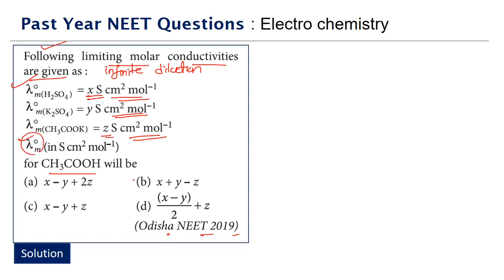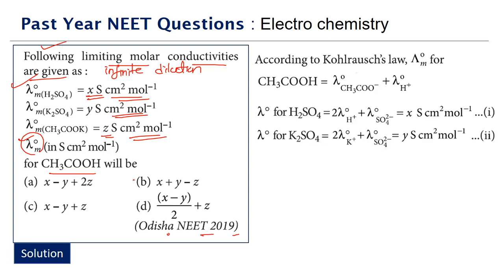We need to understand the basic outline of the Kohlrausch law. If we have any electrolyte at infinite dilution, it will undergo complete dissociation. In the case of acetic acid, 1 mole of acetic acid will give 1 mole of CH3COO minus and 1 mole of H plus. So the limiting molar conductivity lambda naught for acetic acid will be equal to the molar conductivity of acetate ions plus the molar conductivity of the H plus ions. This expression value is what we need to get.